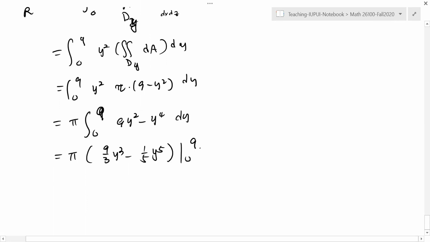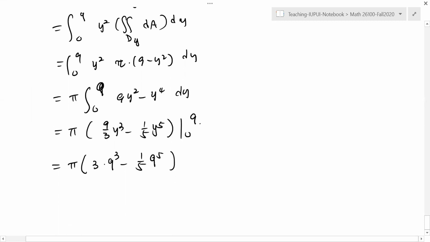Right? So let's simplify it. So you get here 3, 9 cubed, 9 to the 5th. Okay. We can take 9 cubed out. So you will get 3 minus 9 squared over 5. Okay.